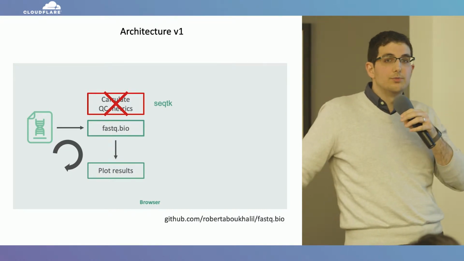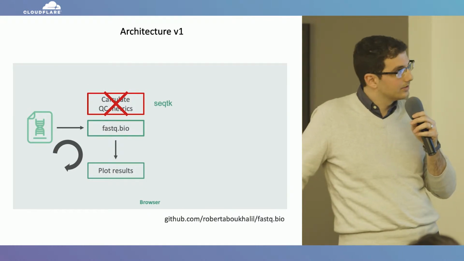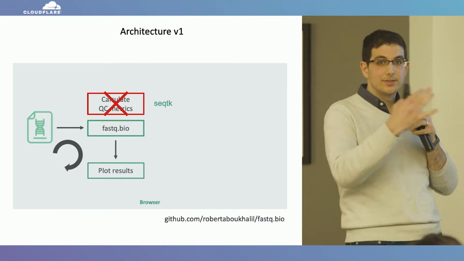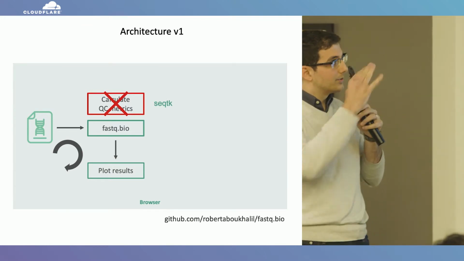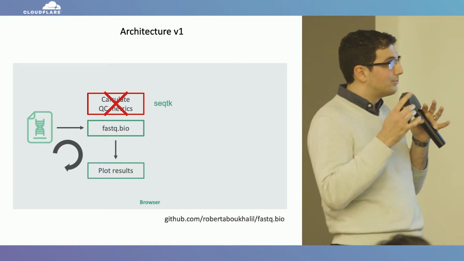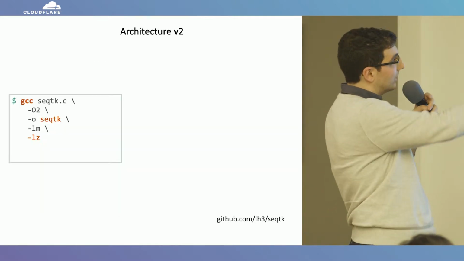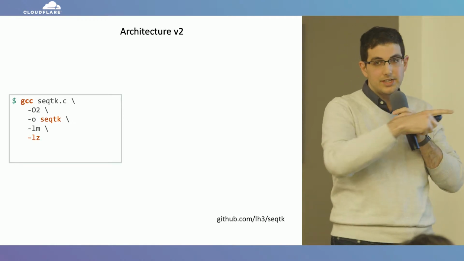And it helps you manipulate sequencing data, but it also gives you quality control metrics, which is nice because somebody spent the time to write it, and it's written in C, so we're going to take it and compile it to WebAssembly. And just to show you exactly what we had to do, on the left, I show you how to compile seqtk to binary.